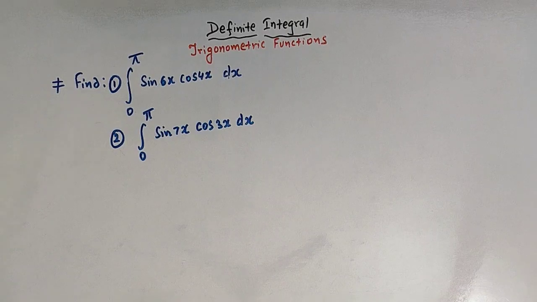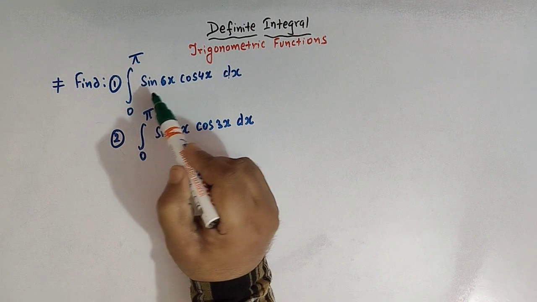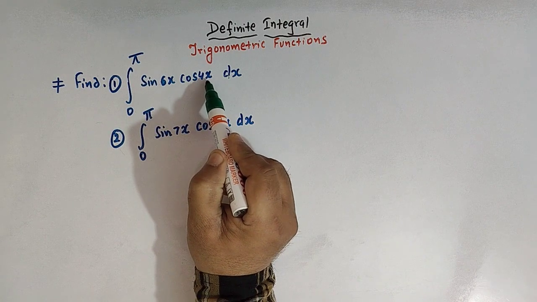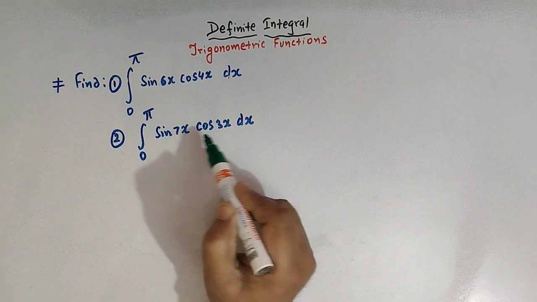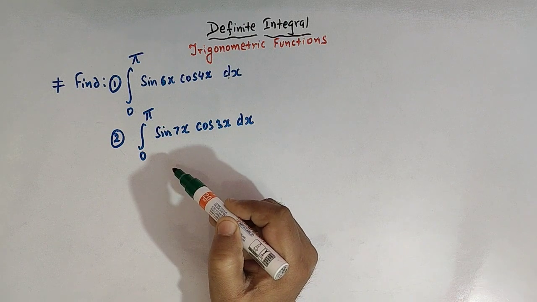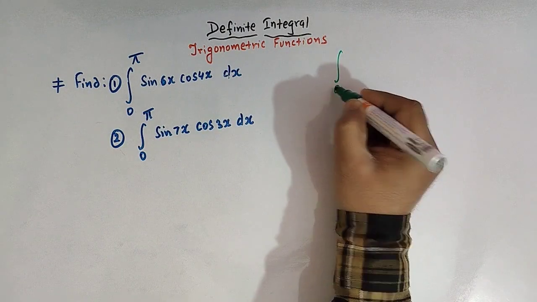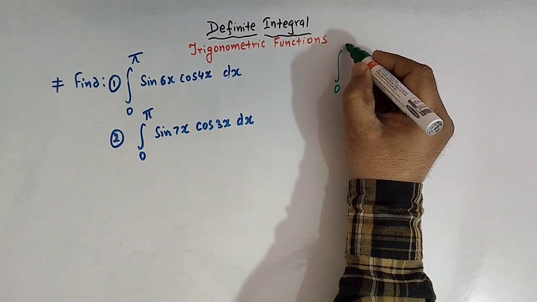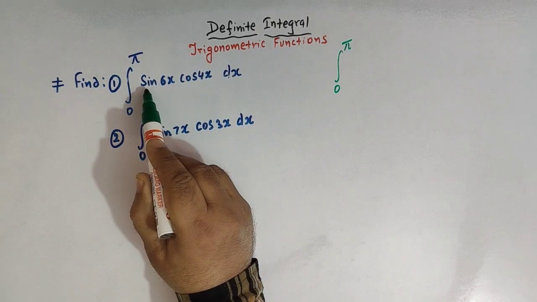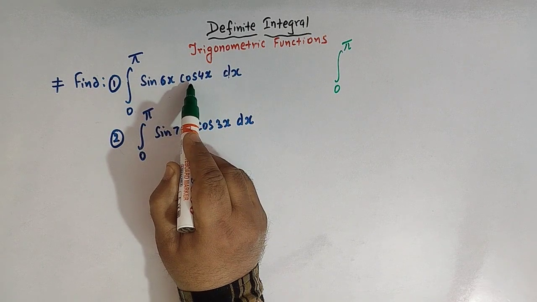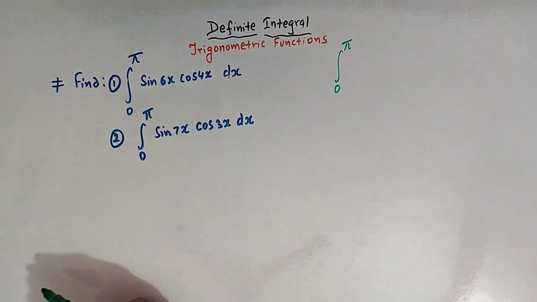Here in the first integral, we have the limits 0 to pi and sine 6x cosine of 4x. In the second integral, we have 0 to pi, sine of 7x and cosine of 3x. What we observe is that we have the integral in both cases from 0 to pi. Moreover, the integrand is the product of a sine function and a cosine function.